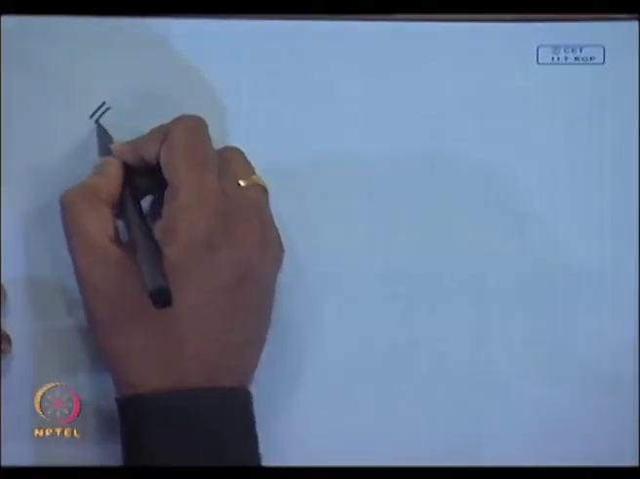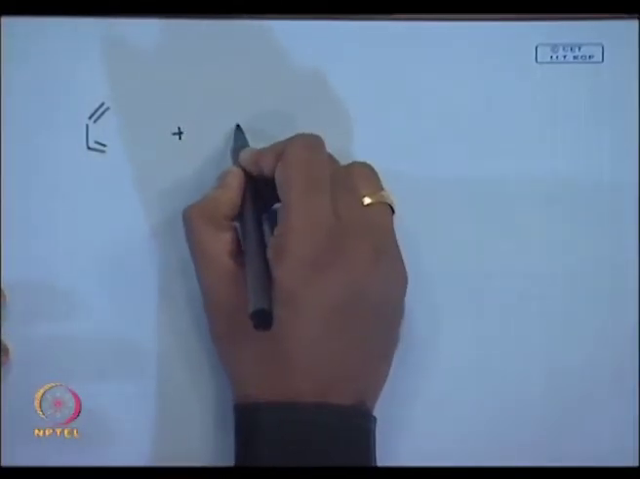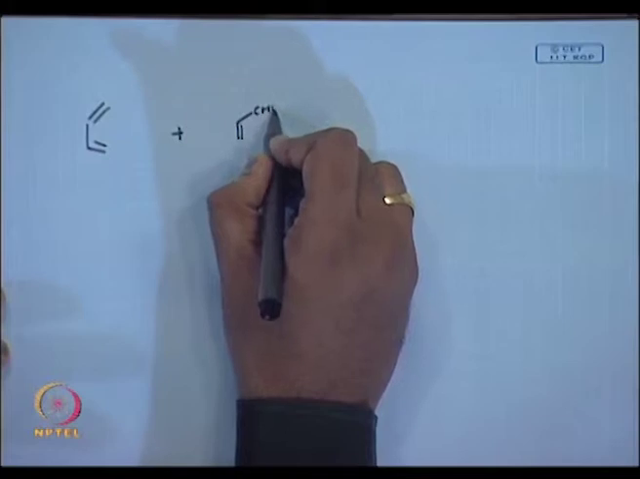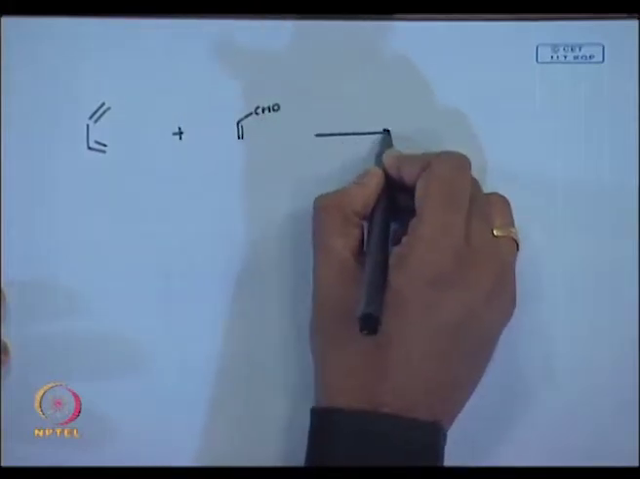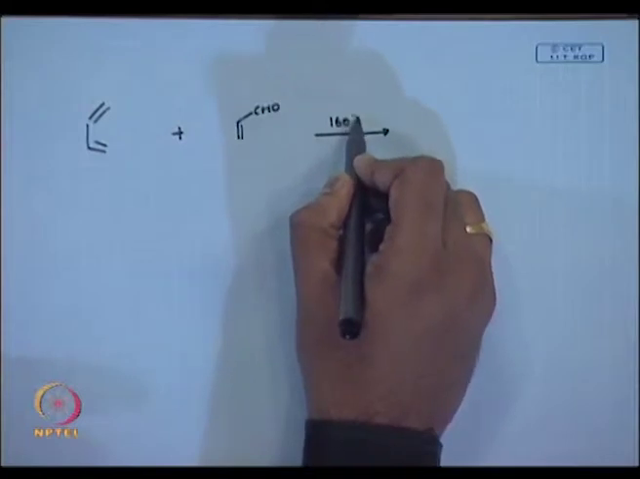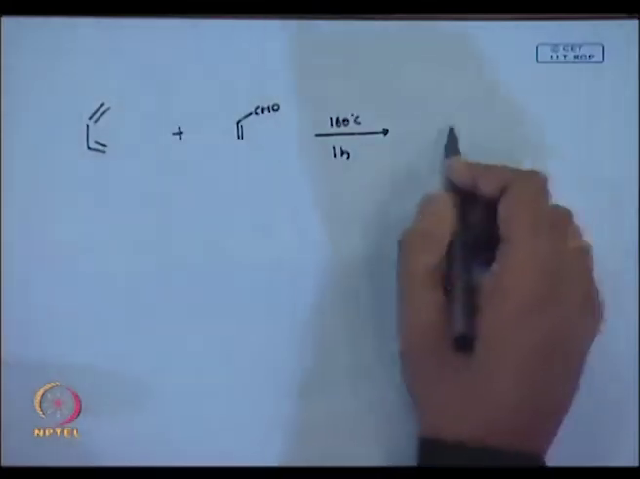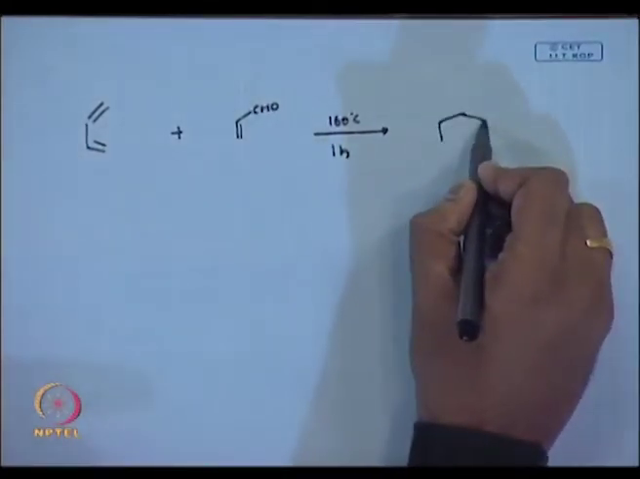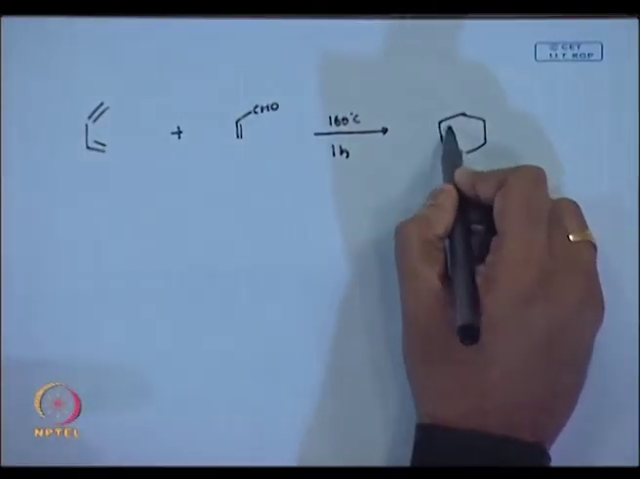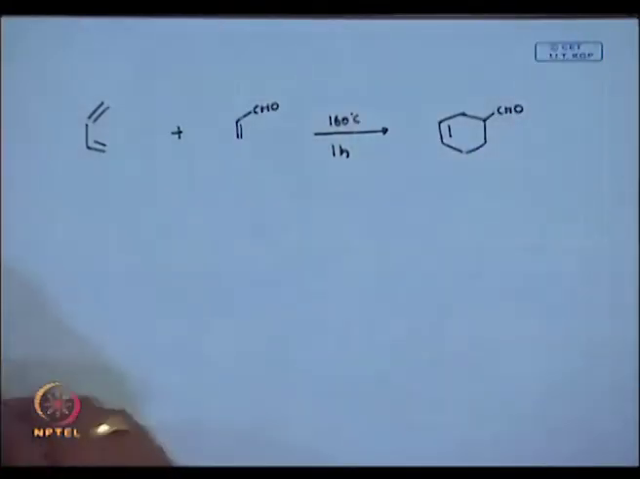If I have a reaction like an aldehyde, okay, and this reaction, if you see, is 160 degrees Celsius and it goes in 1 hour, I get my Diels-Alder product. Fine.